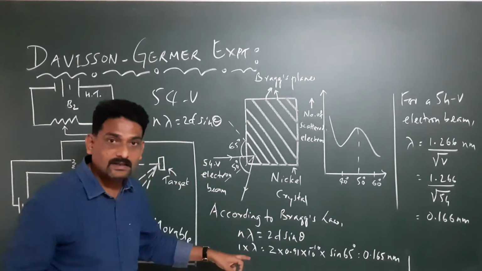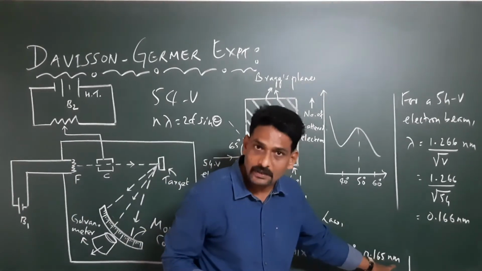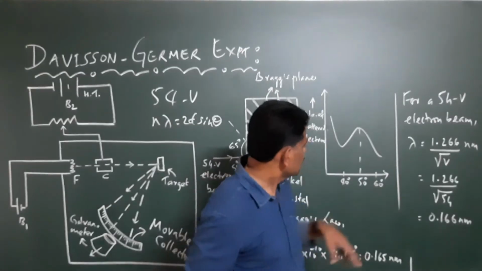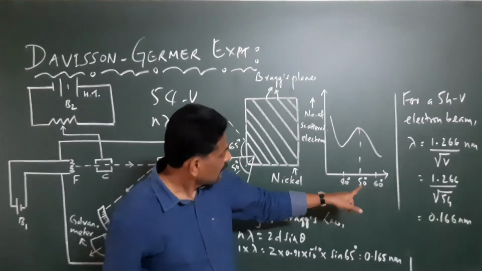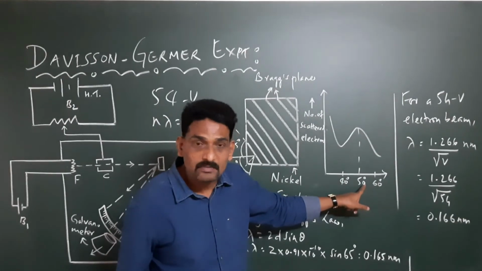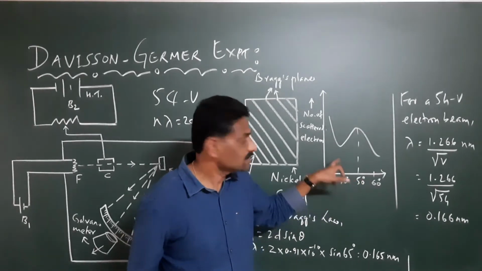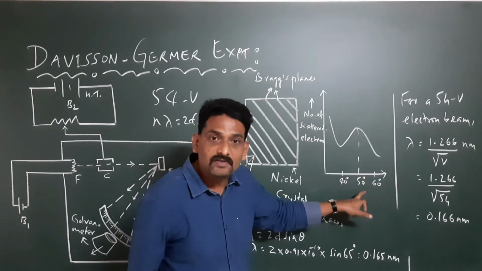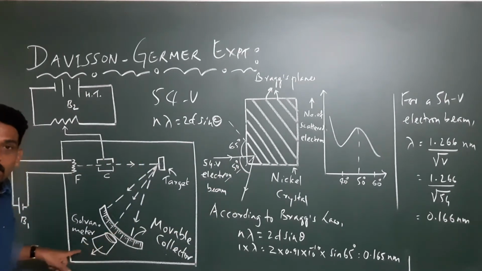And when we calculated that, we got the value of lambda as 0.165 nanometer. First condition. Then in the second part, what about this diagram? As you can see, this diagram indicates a maximum peak at an angle of 50 degree. For the remaining angles of 40 degree or 60 degree, the peak was low. The peak is observed only at an angle of 50 degree. At this angle, we observe a maximum peak in the galvanometer.